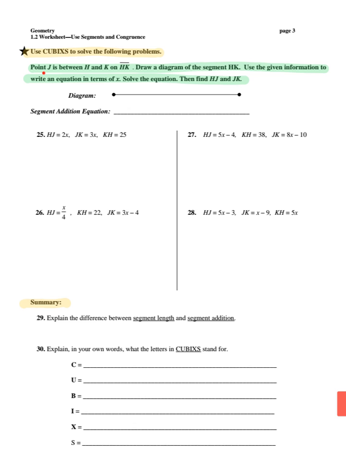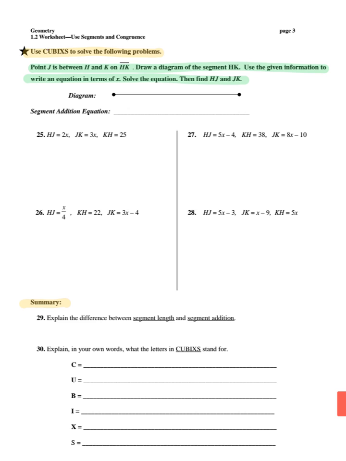Reading the question here, it says point J is between H and K on segment HK. Draw a diagram of the segment HK. Use the given information to write an equation in terms of x and solve the equation. Then find HJ and JK. Lots of steps in here, but if we use our CUBIXS strategy, it will help us get through.